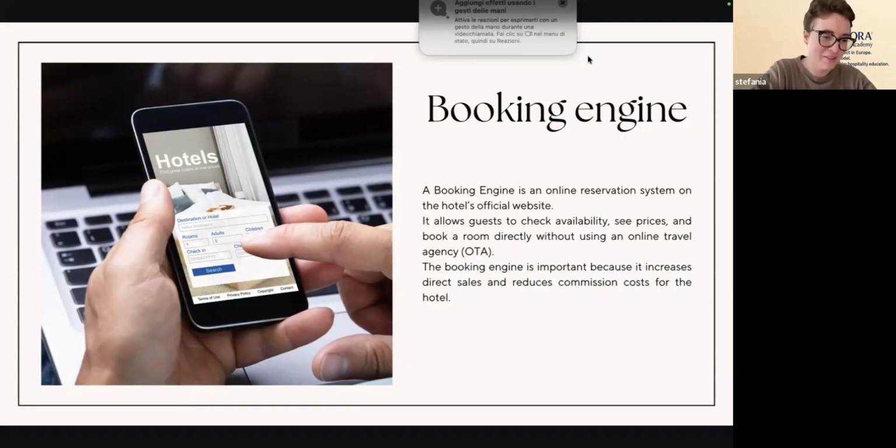Even if I used to book on Booking.com because it's much simpler to look for hotels or apartments. I prefer to go on Booking.com.